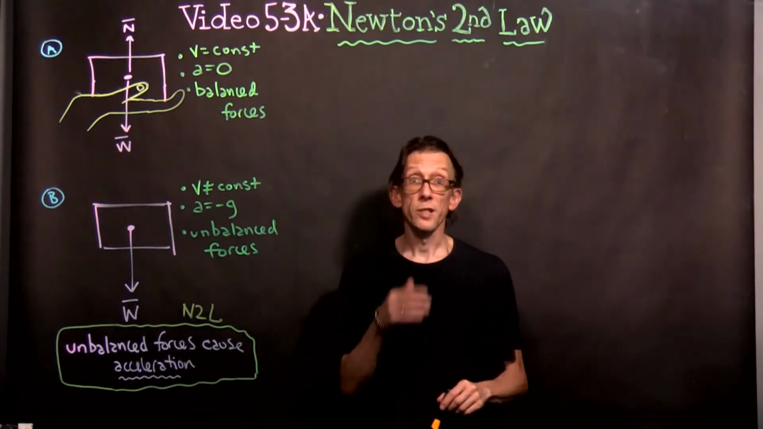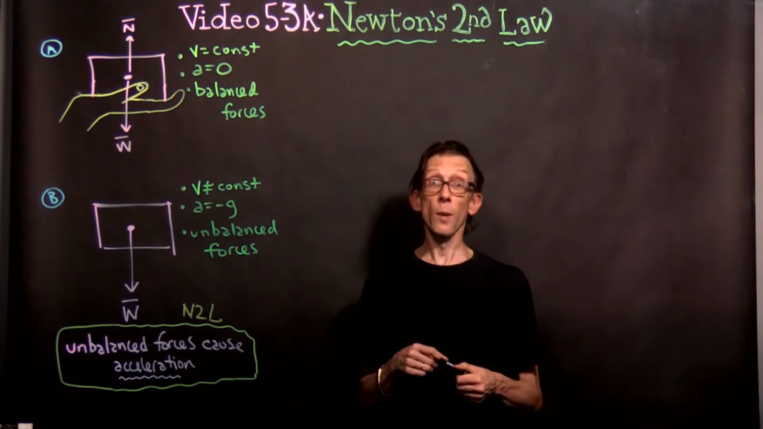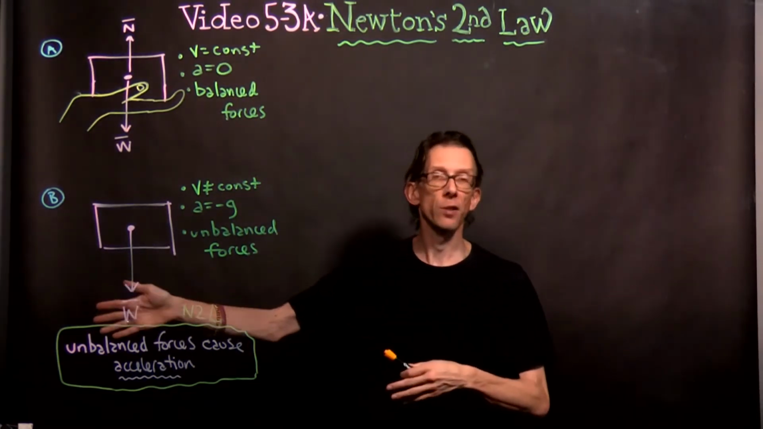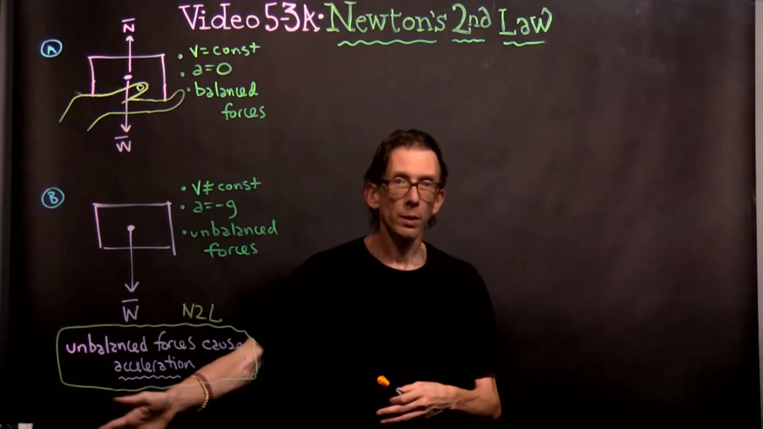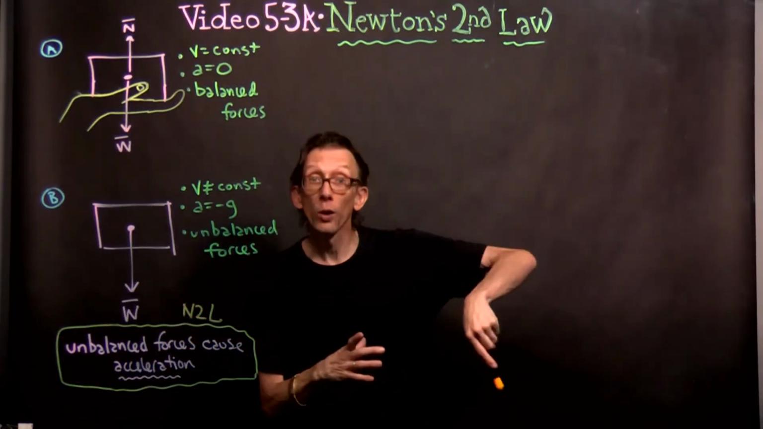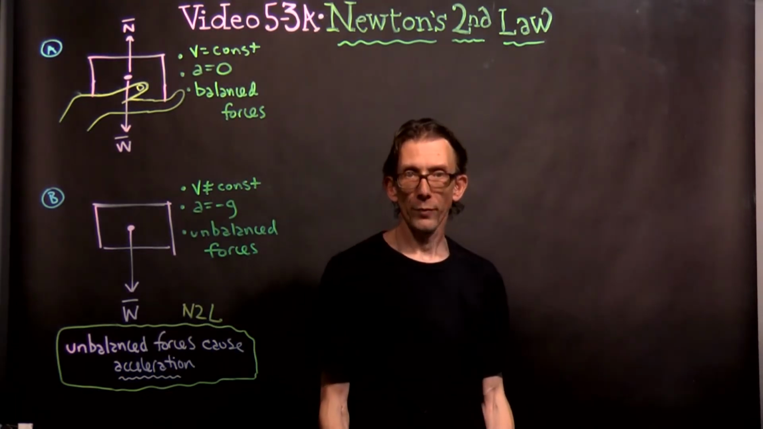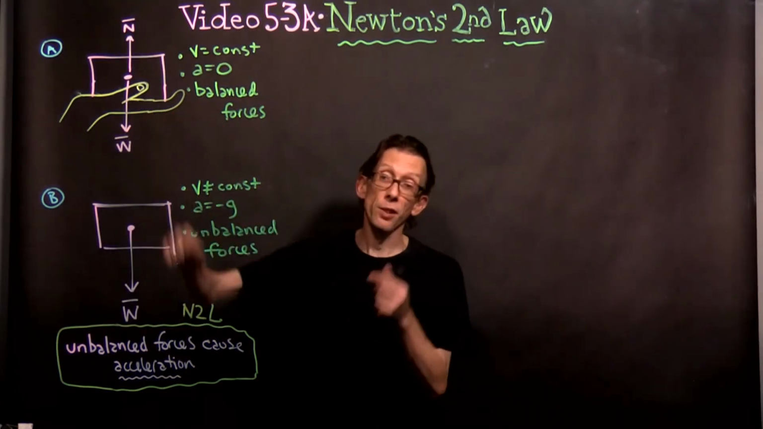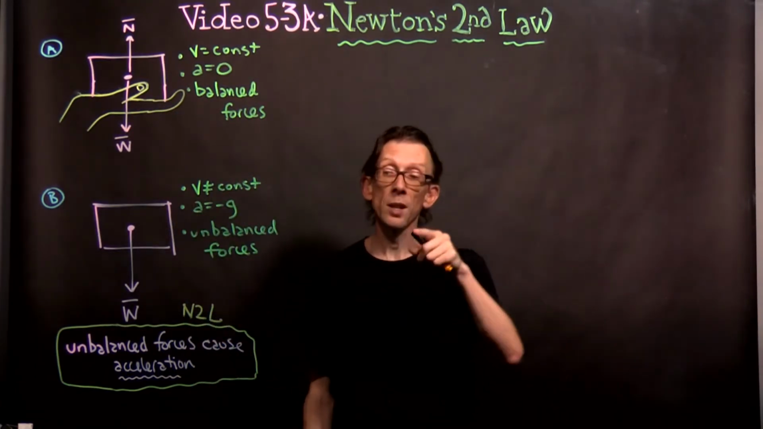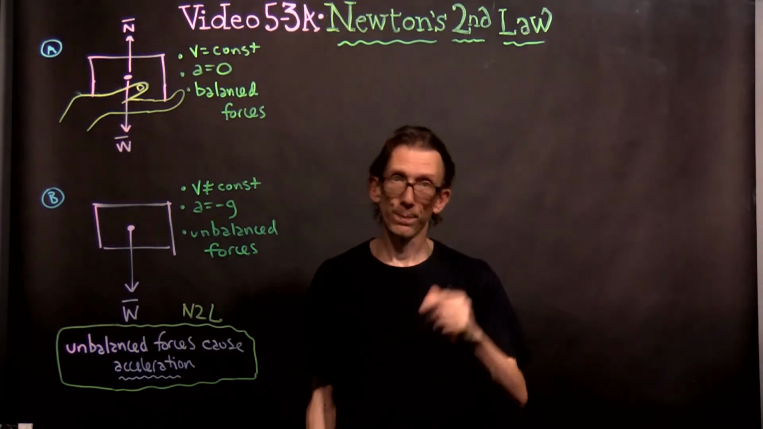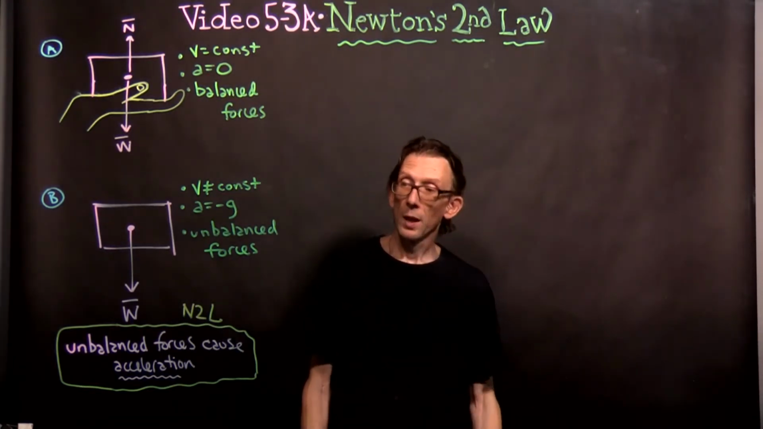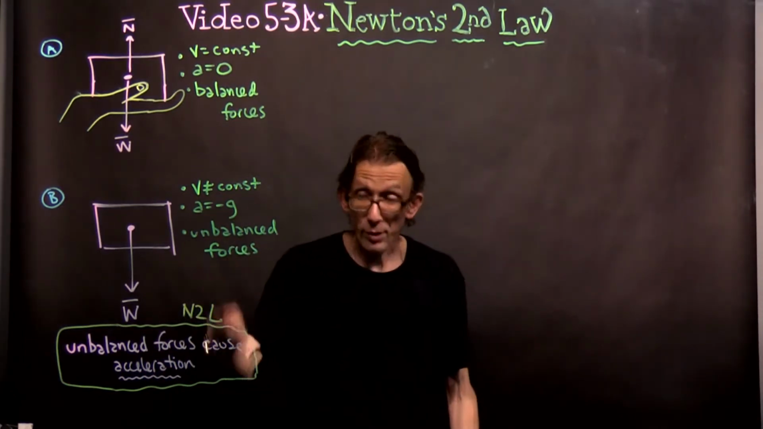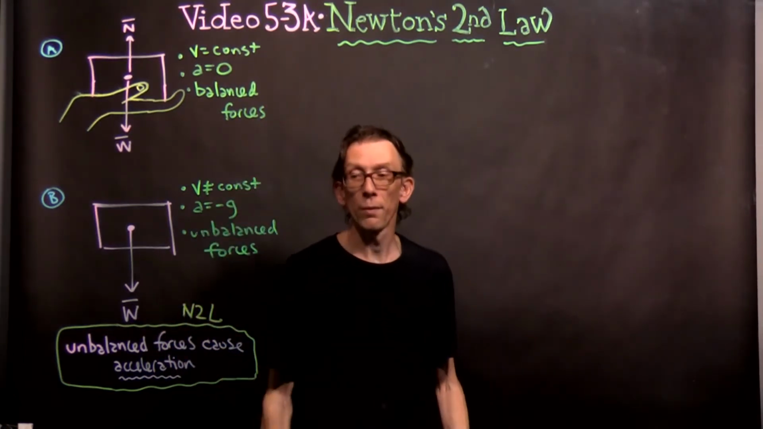Unbalanced forces cause acceleration. Whenever you see an acceleration anywhere, whether it's an automobile going down the street going faster and faster, or a kid on a merry-go-round going in circles, or a baseball moving one way and then hit by a bat the other direction, wherever there is an acceleration, there are unbalanced forces. Unbalanced forces cause accelerations. And you can go backwards. Whenever you see an acceleration, you know the forces are unbalanced.